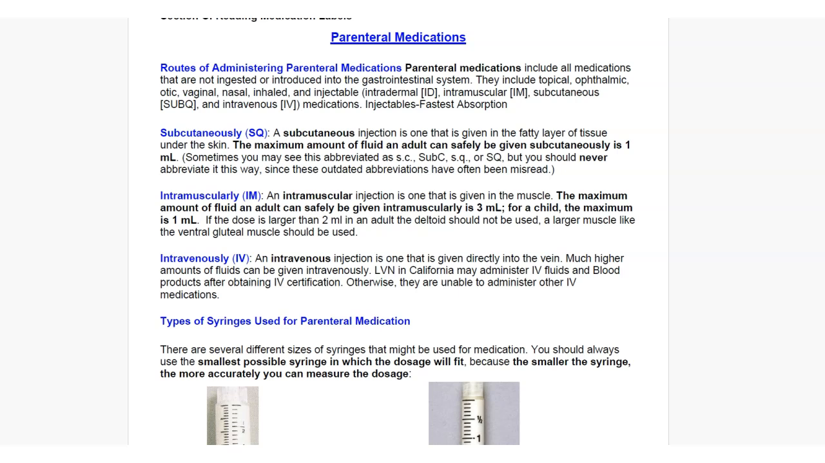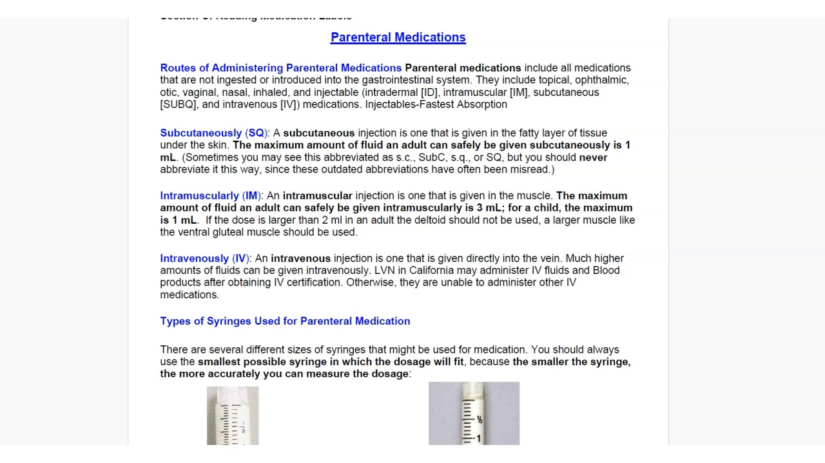Subcutaneously, or sub-Q: a subcutaneous injection is one that is given in the fatty layer of tissue under the skin, and the maximum amount of fluid an adult can safely be given subcutaneously is 1 ml. Sometimes you may see this abbreviated as ST, SQ, and so on, but you should never abbreviate it this way. If you see it, know what it stands for, but if you're the one writing it, please avoid that. These outdated abbreviations have often been misread, leading to medication errors. Intramuscularly, or IM: an intramuscular injection is one that is given in the muscle.